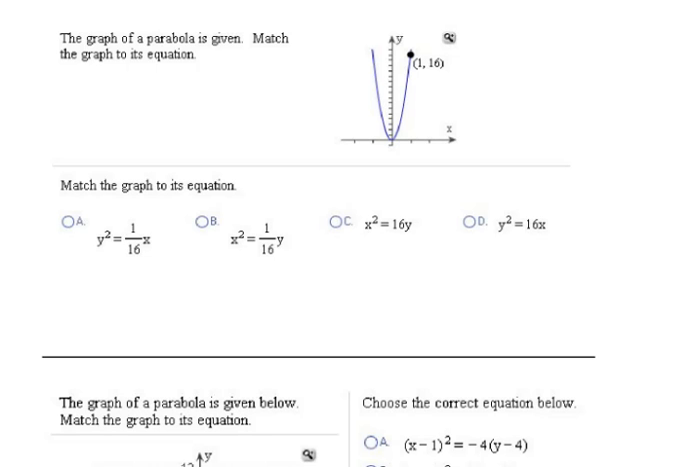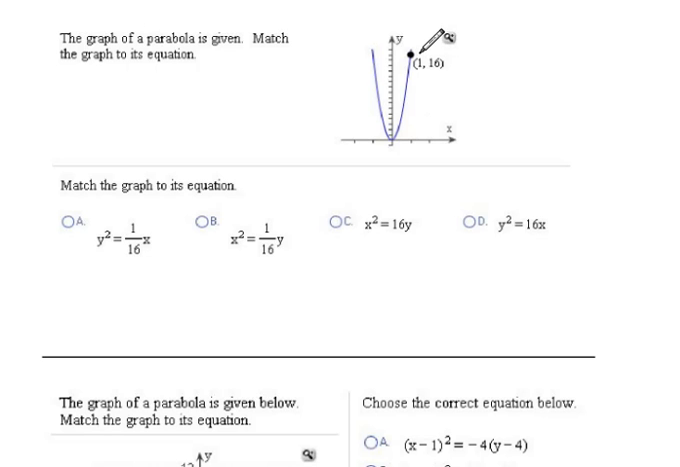Okay, here we have an example of a really cool problem, and you'll see stuff like this in your homework a lot. And a lot of this we can do just by using some logic to kind of figure out what things could or could not be. This says the graph of this parabola is given. Match the graph to its equation.